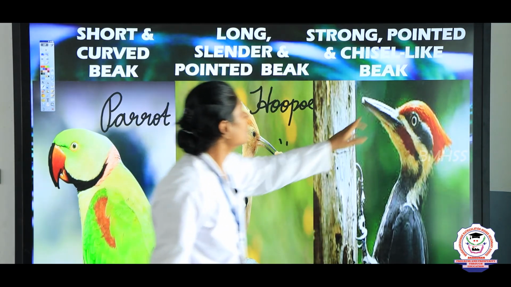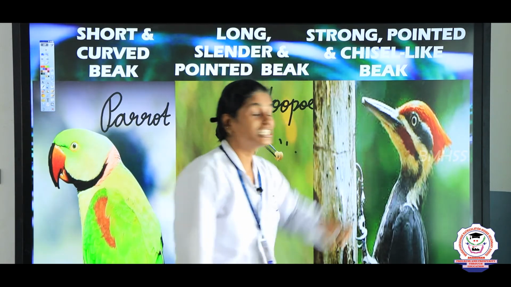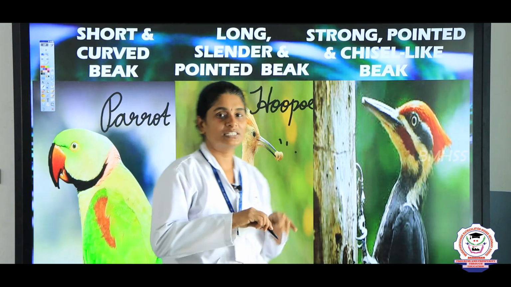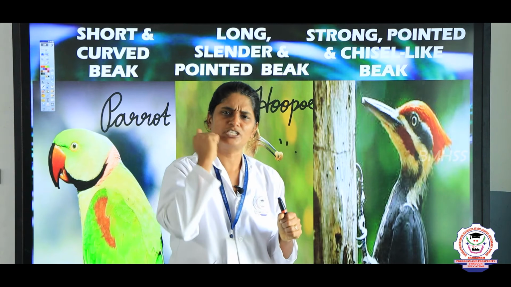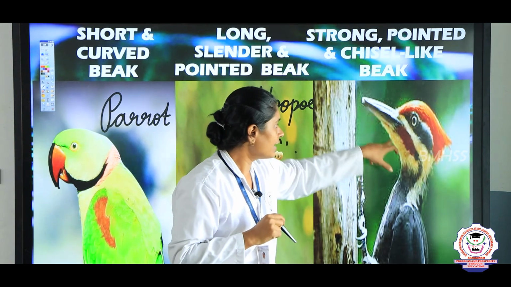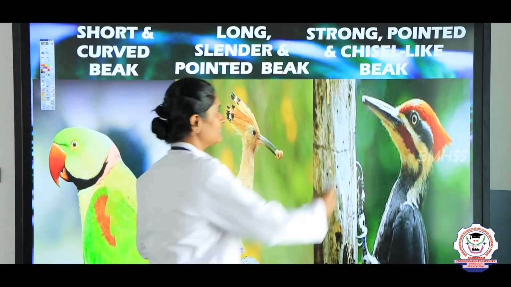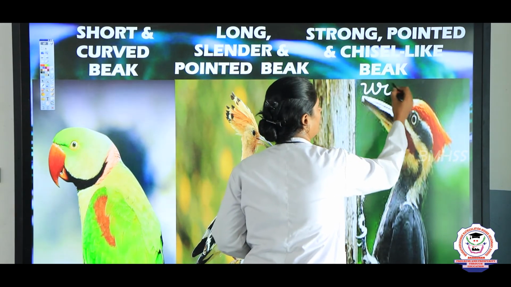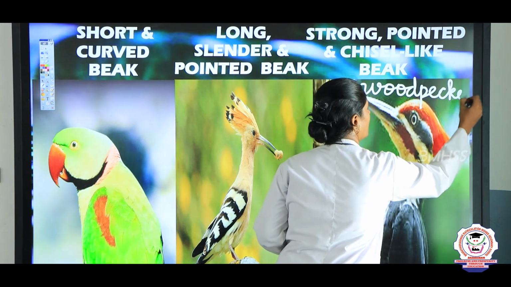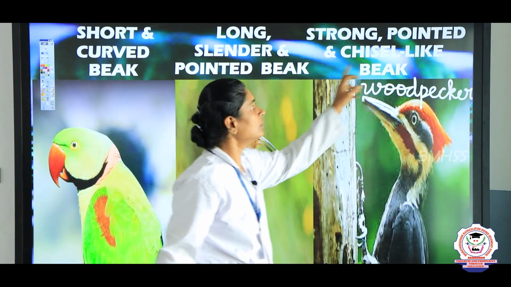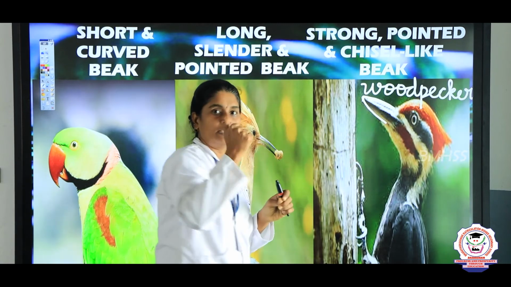And the next one is woodpecker. Woodpecker has a strong, pointed and chisel like beak. Chisel means uli, ஆணின்னு சொல்வாங்க இல்லையா? So அந்த மாதிரியான very strong, pointed and chisel like beak woodpeckers have. So now let's write. Woodpeckers have a long, pointed and chisel like beak. This beak will be like a chisel. ஆணி இருக்கு இல்லையா, so அந்த மாதிரி இருக்கும்.